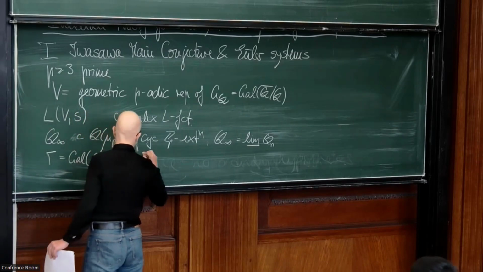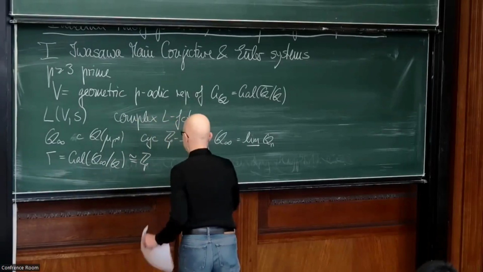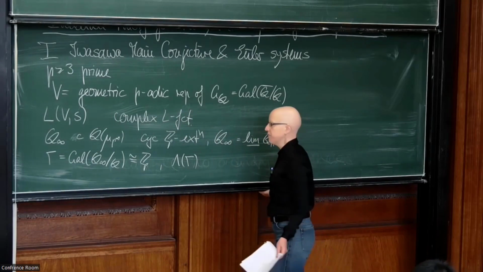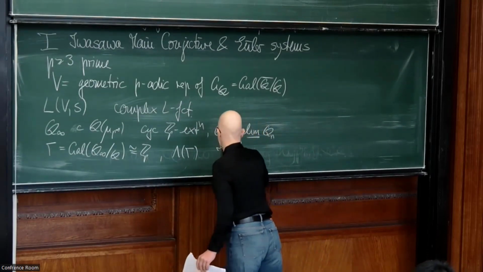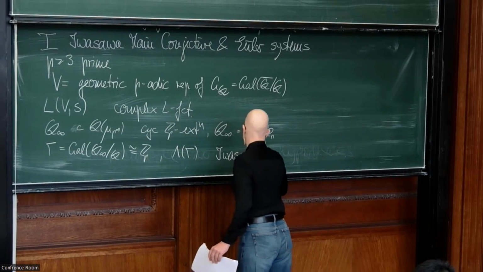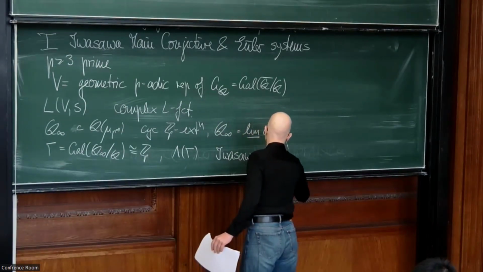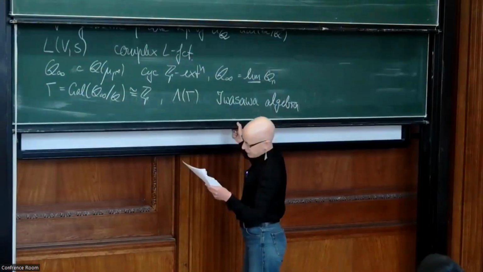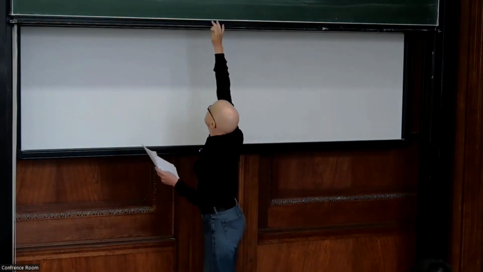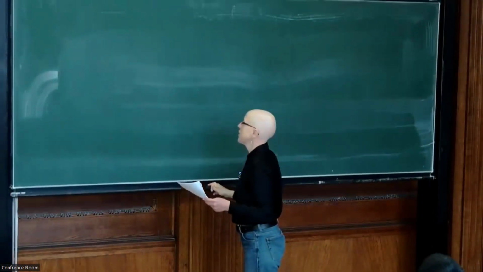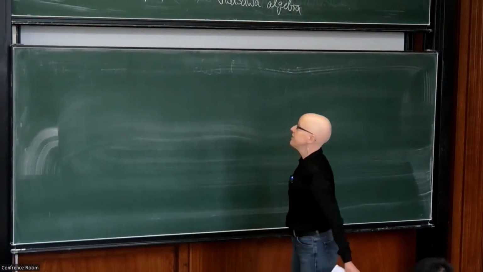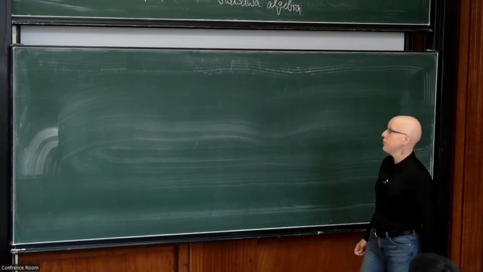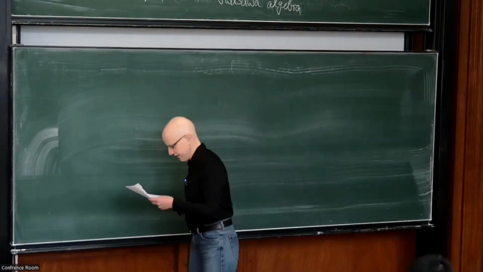So it's isomorphic to Z_p, and we write Lambda(Gamma) for the Iwasawa algebra, so for the algebra of measures on Gamma. Okay. So then there is the following conjecture of Coates and Perrin-Riou, which says that there should exist a measure, an element of the Iwasawa algebra, which interpolates the critical values of the complex L-function.